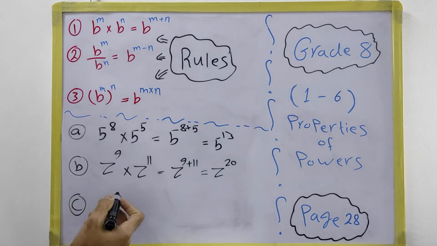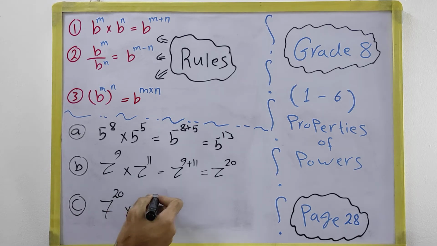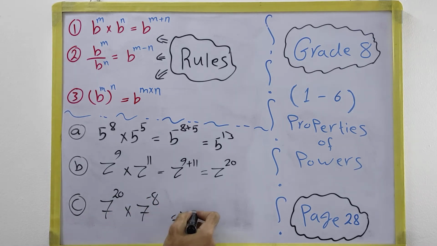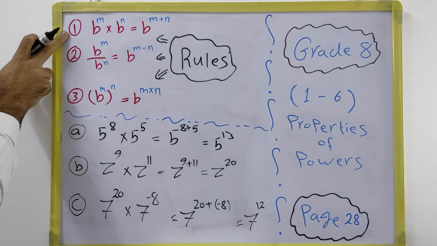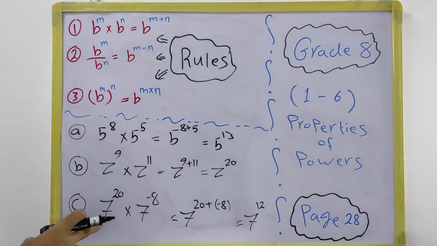Another one, 7 to the power of 20 multiply 7 to the power of negative 8. In this case you would say 7 to the power of 20 plus negative 8. 20 plus negative 8, 7 to the power of 12. That's how you use the first rule, each one of them.